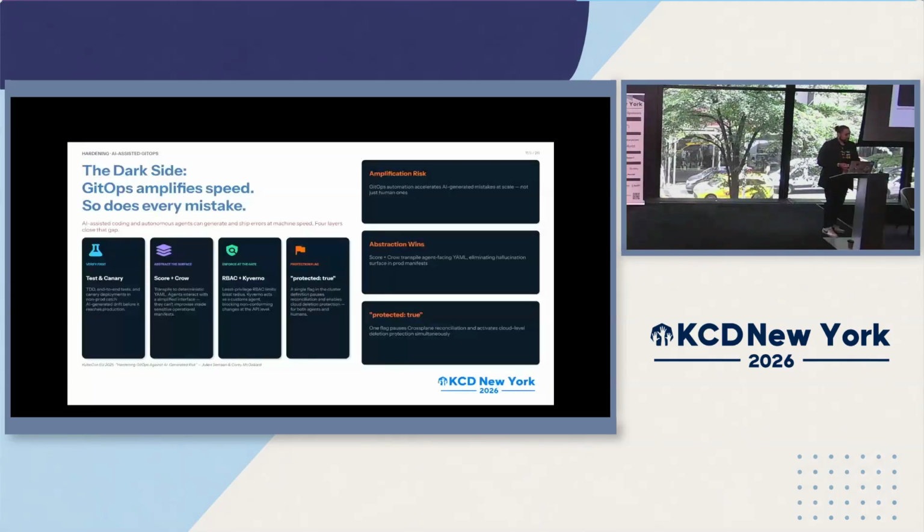Putting enforcement as code is super important. So if you're using Kyverno, RBAC, make sure you have protection flags as well. So this is another example.